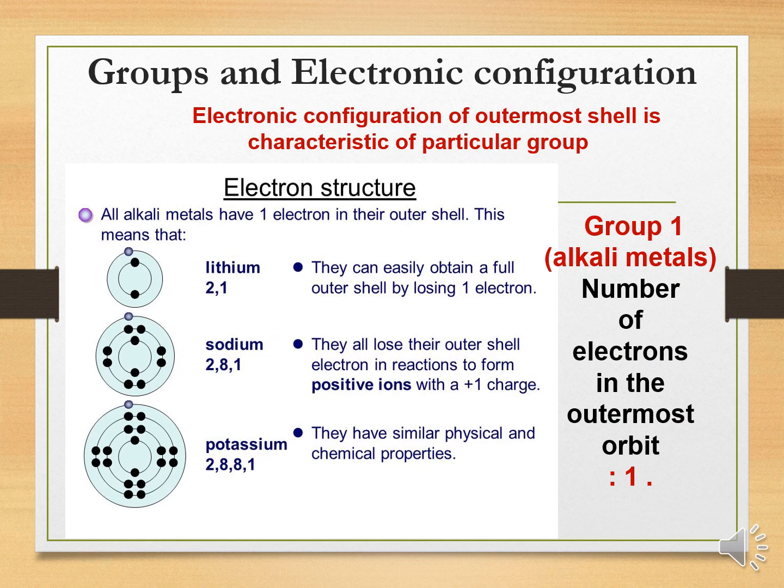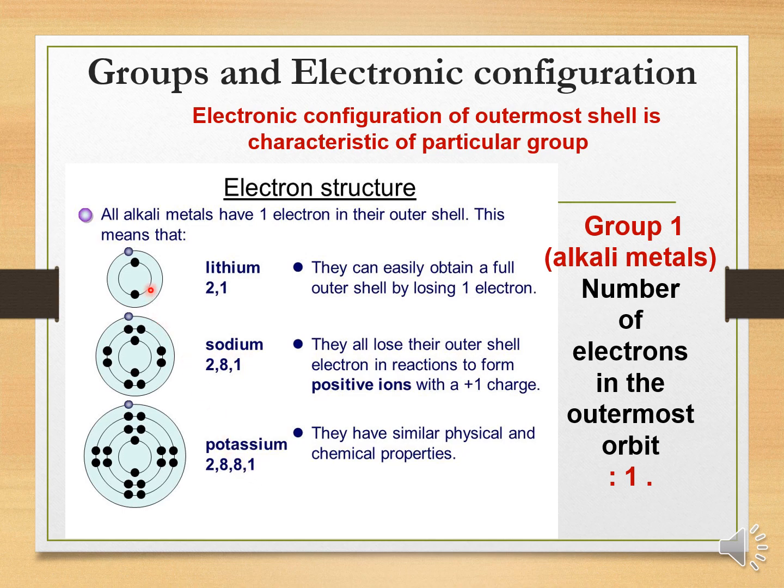Students, the electronic configuration of the outermost shell is characteristic of a particular group. Let us find out by taking examples. First example is group 1, that is alkali metals. The members are lithium, sodium, potassium, rubidium, cesium and francium. Out of that, 3 elements we have chosen over here. They are lithium, sodium and potassium.